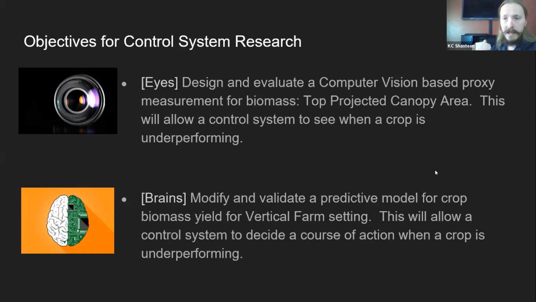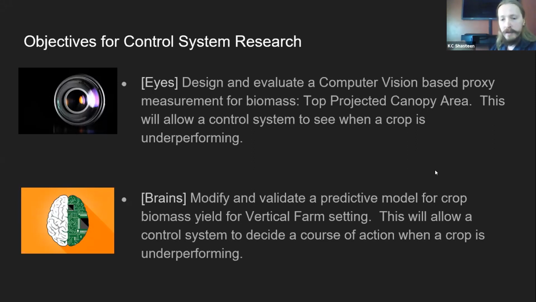So ideally, the top projected canopy area would be a proxy for the biomass of the growing plants. And the brains will be a computer model, a mathematical model of how the crop grows, which is then used to inform a computer simulation on how moment by moment various environmental factors would affect the growth of a hypothetical crop. Then that simulation can be compared to the historical measurements of the environment that the crop has been grown in and compared against the top projected canopy area's estimation of what the biomass is.